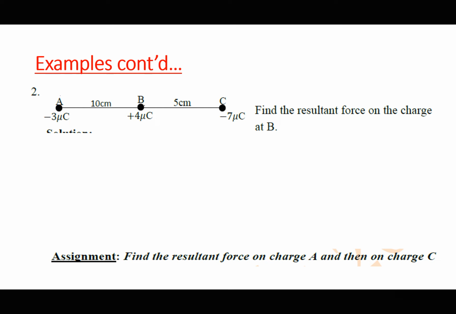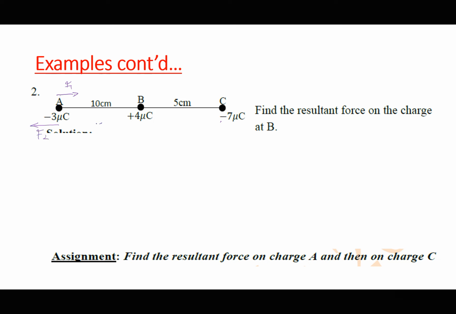So if I consider B, B is positive, A is negative, it means B is pulling A. So A experiences a force to the right caused by B. I'll call this one F1. If I consider C, C is negative, yet A is also negative. It means C is repelling A. So A is repelled by C to the left. I'll call this one F2.